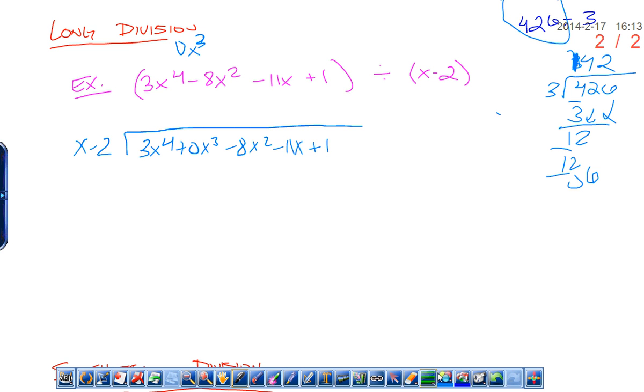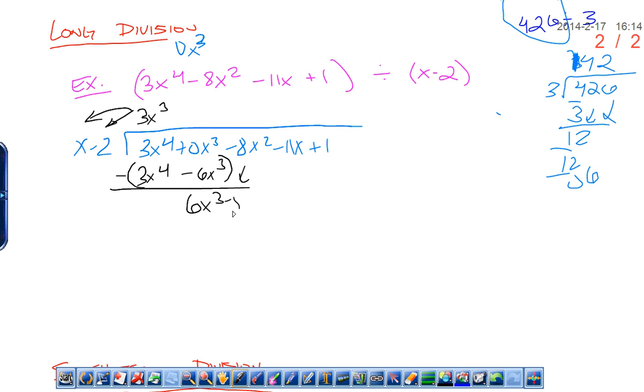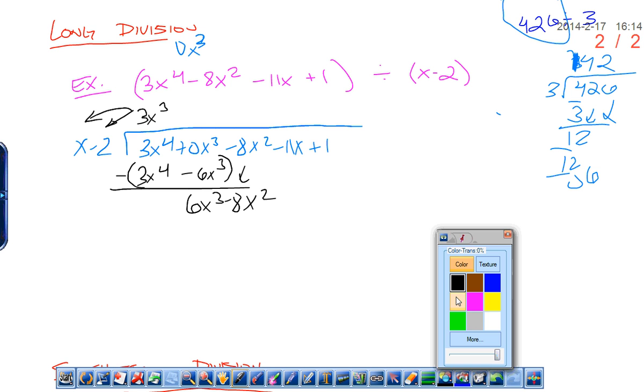And then from here, you've got to be meticulous, very careful. What times x gives you 3x to the 4th? 3x cubed. And then you can multiply each one. So 3x cubed times x is 3x to the 4th, that's what we wanted, which cancels out. And then I get negative 6x cubed. Now I'm subtracting this whole thing, so yes, that cancels out. Minus a negative turns to a positive 6x cubed. Then I bring down negative 8x squared. Okay, then we go again.